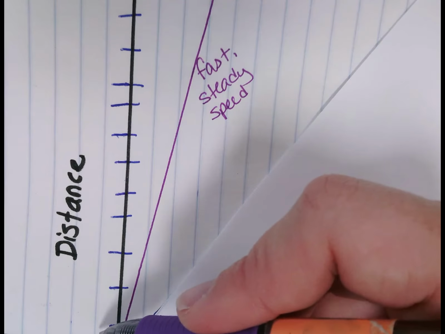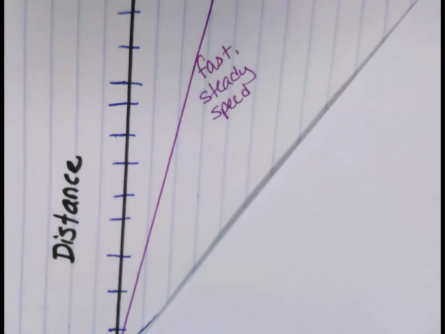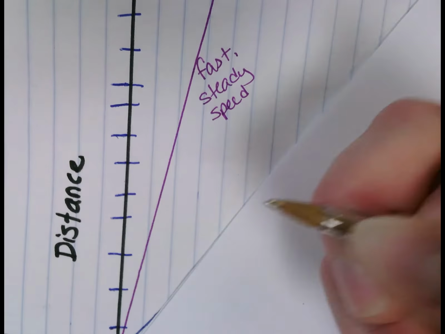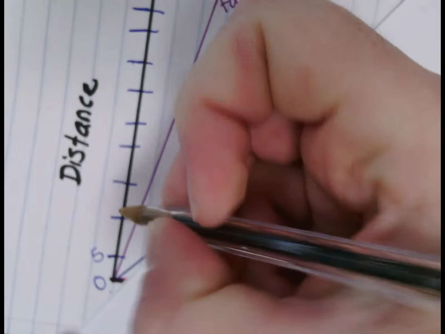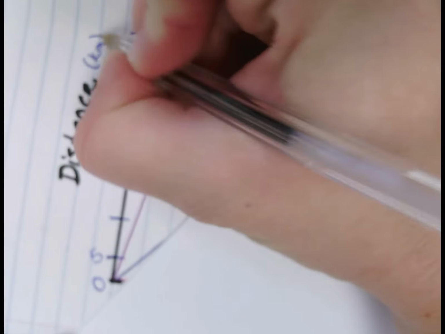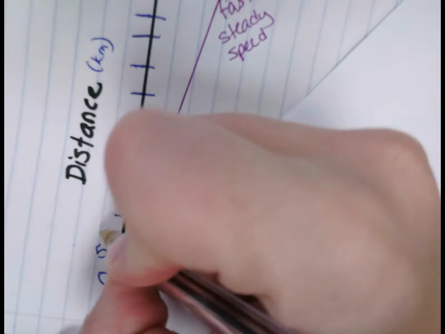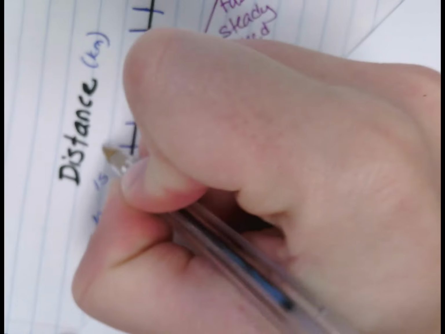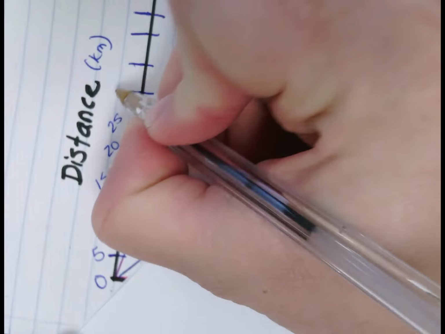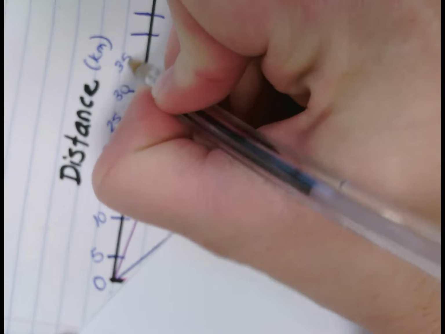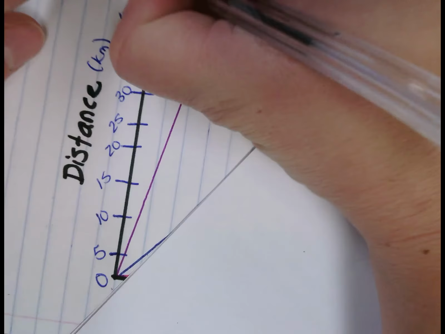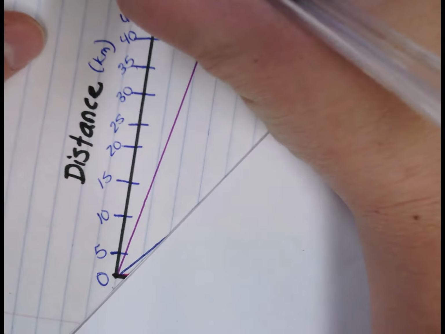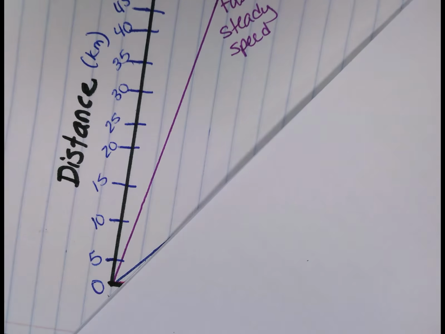So you can imagine this as, let me put units over here. We'll put this as 0 kilometers. Let's say 5, and we'll put it in kilometers the entire time. 5 kilometers, 10, 15, 20, 25, 30, 35, 40, 45, 50, 55, 60, 65. So this is very, very fast, steady speed.